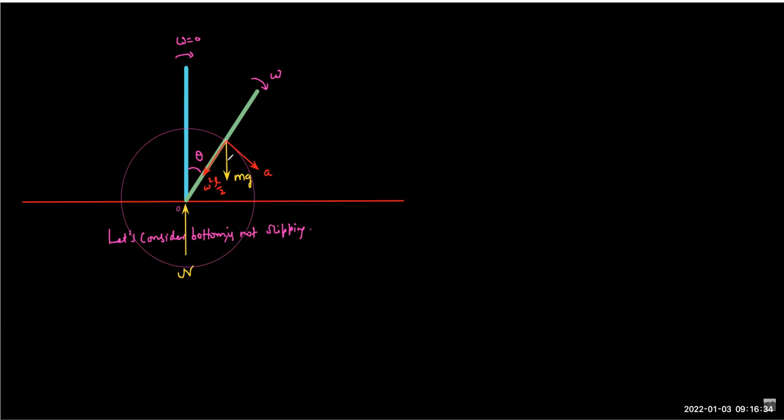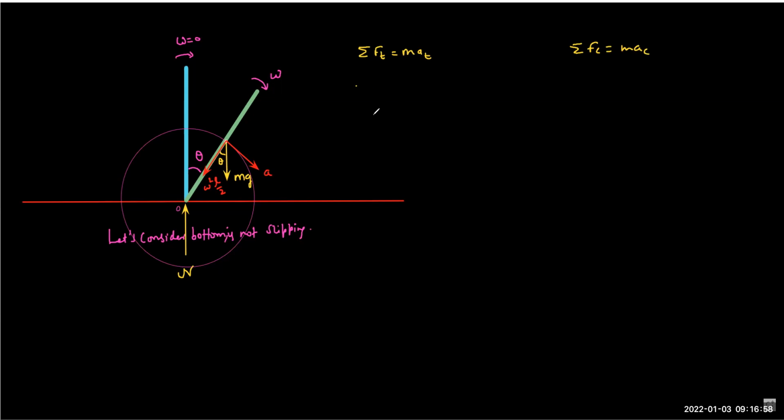So now mg, what is the component of mg along the tangential direction? I'm trying to write F net tangential equals m into a, and next I'm going to write F centripetal equals m into a. Okay, so let's begin the first part. What is the force acting along the tangent?